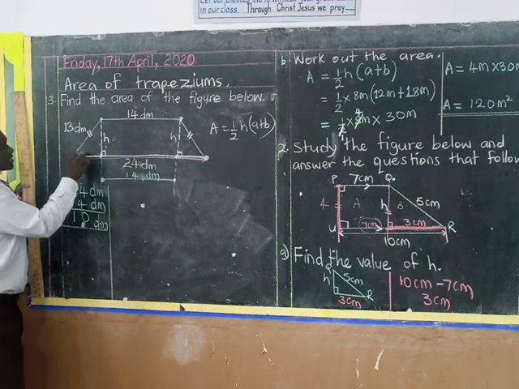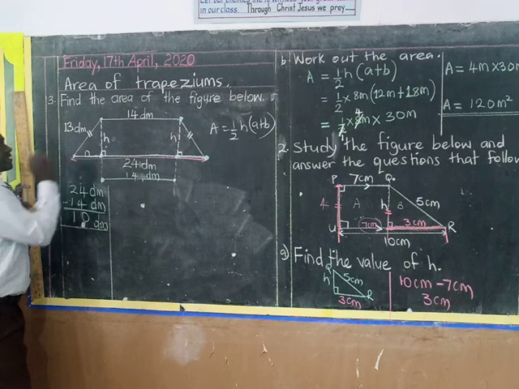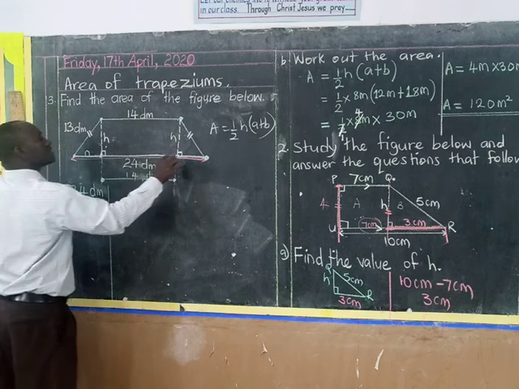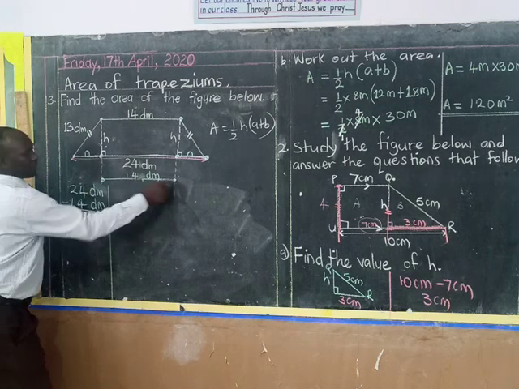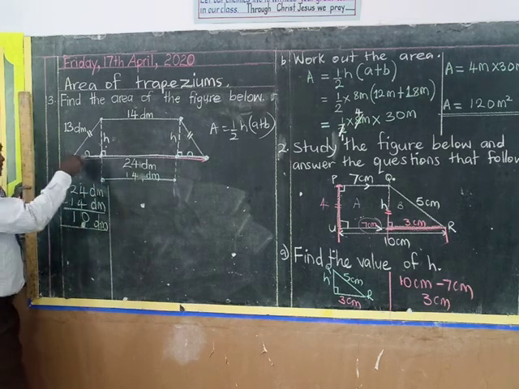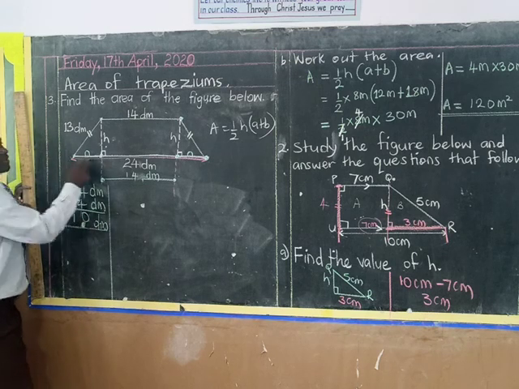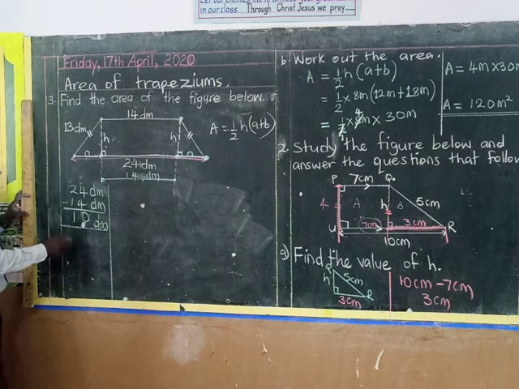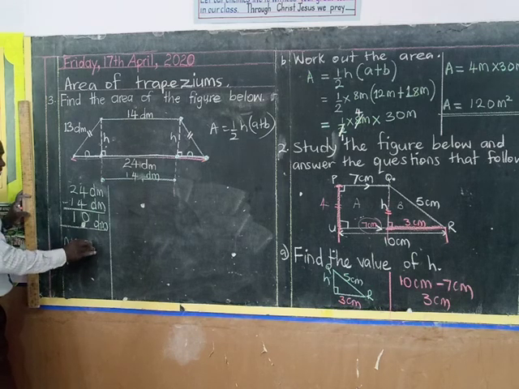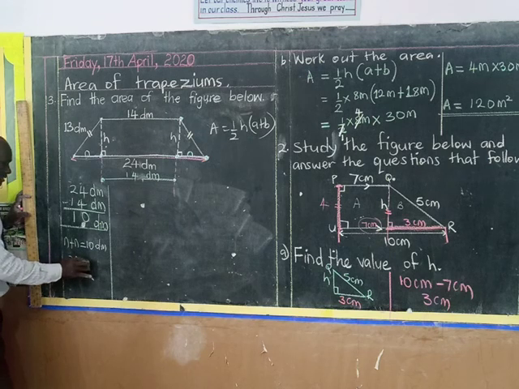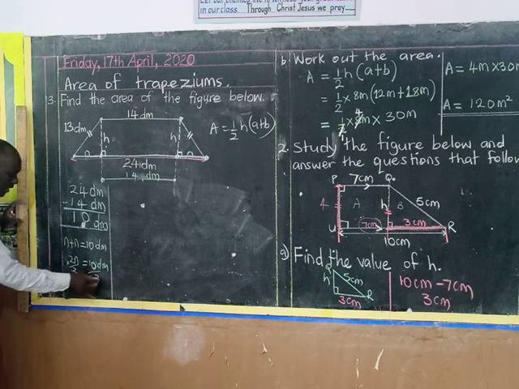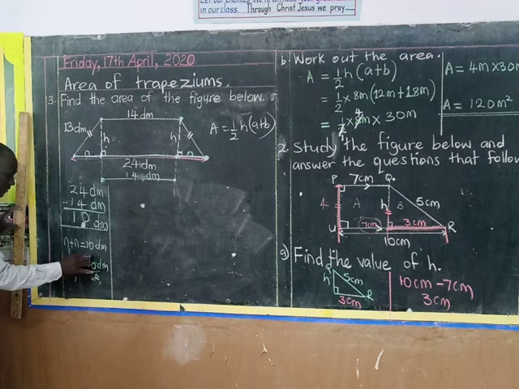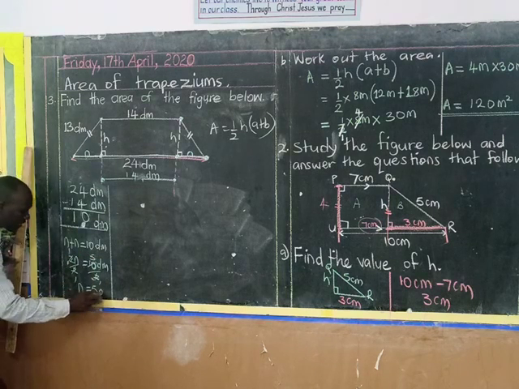Whereby, if this distance is letter n, that means this one will also be letter n, because they're the same. And we now know that this is 14. This remaining distance should be shared between the two. If I have n plus n, I should be able to get 10 decimeters. So 2n is giving me 10 decimeters. I should divide this by 2, that also by 2, giving me 5. So n is equal to 5 decimeters.